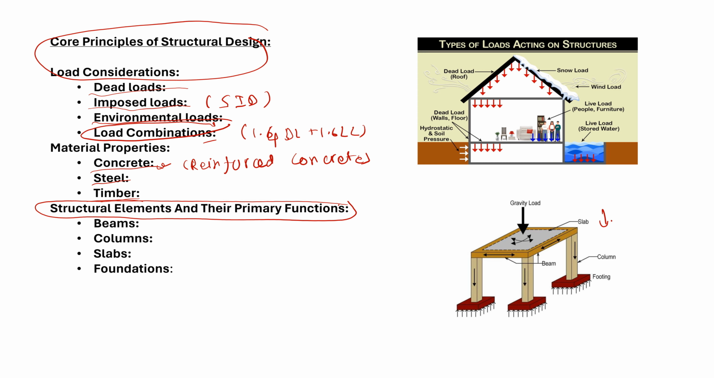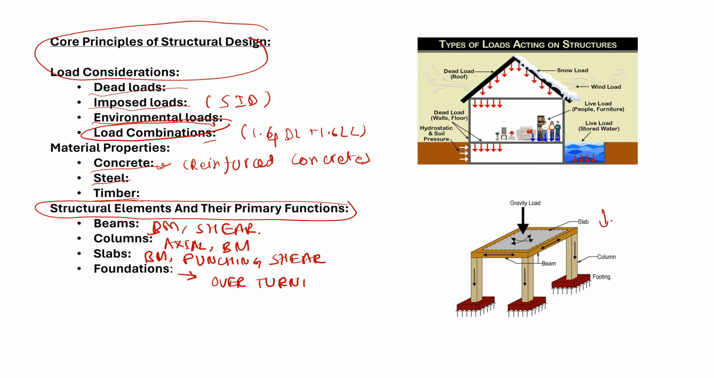A beam is the element which resists bending and shear, and it supports slabs and transfers loads to columns. Columns support beams or slabs. Ultimately, they transfer axial load and bending interaction to the foundation. Slabs resist bending and punching shear of columns, and transfer loads to beams or columns. Ultimately, the foundation transfers loads safely to the ground. It also resists bearing pressure, overturning moment, and shear as well.